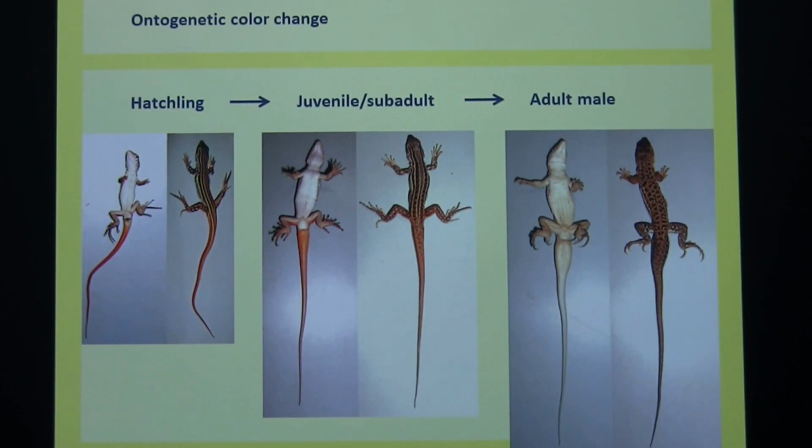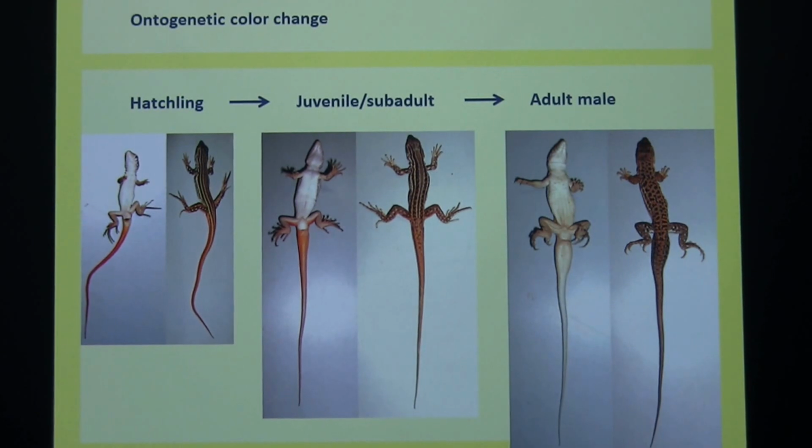Coloration in this species undergoes ontogenetic changes. Hatchlings of both sexes show red coloration on the ventral part of the tail and also on the dorsal part of the tail. Juveniles of both sexes show a red coloration on the ventral part of the tail and on the rear part of the hind limbs.